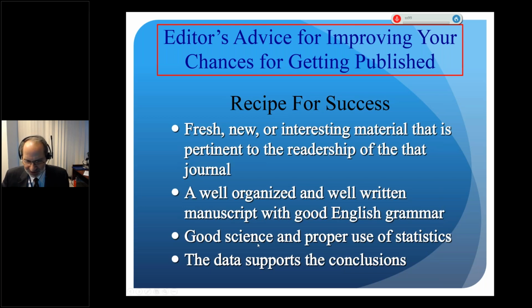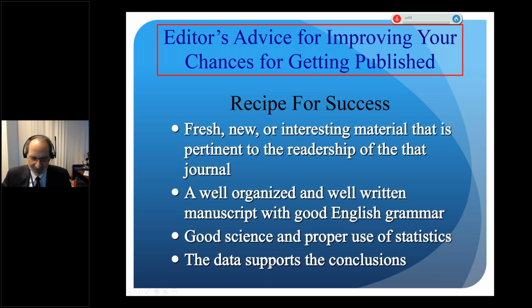We're looking for good science and the proper use of statistics. If you don't know statistics well, as many of us don't, there are statisticians that can help you, some for no charge, some for a nominal charge. And I recommend that you use it, because otherwise your data may be flawed. And after all the work you put into the paper and you send it to the journal, it would be a shame to be rejected on the basis of bad statistics.